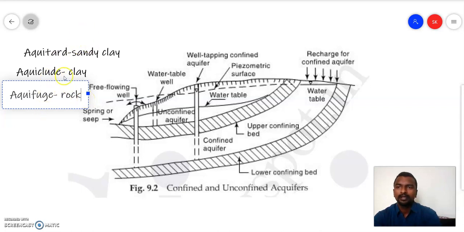So these are a few related terms to the aquifer, but only through the aquifer can we get a sufficient amount of yield, sufficient water, because it can store water as well as transmit the water. So this is all about the aquifer or the groundwater basic terms. In the next session we will discuss the properties of the aquifer in detail. Thank you.